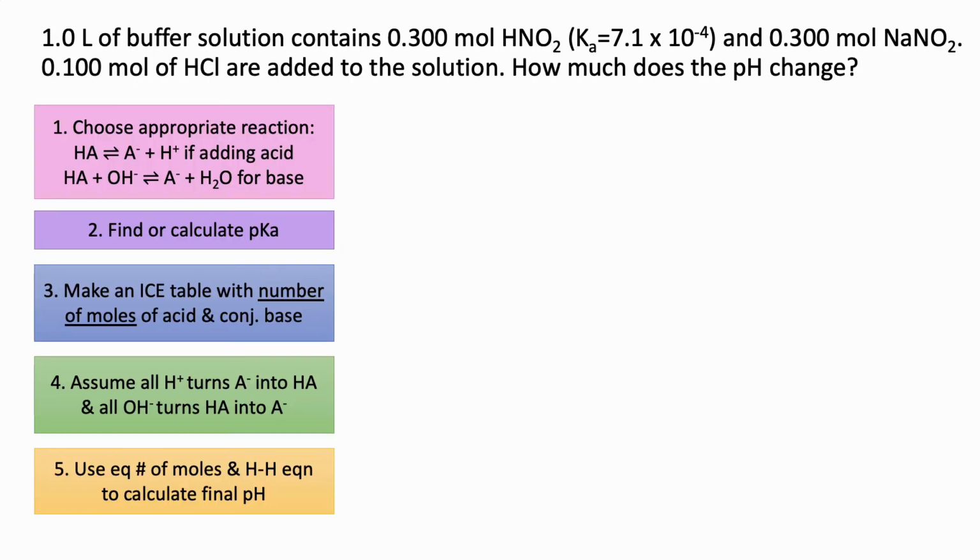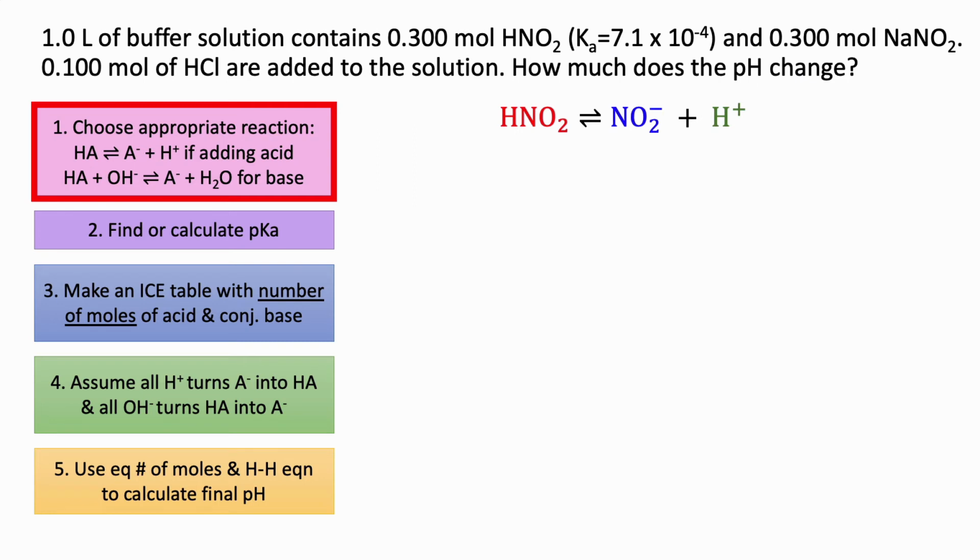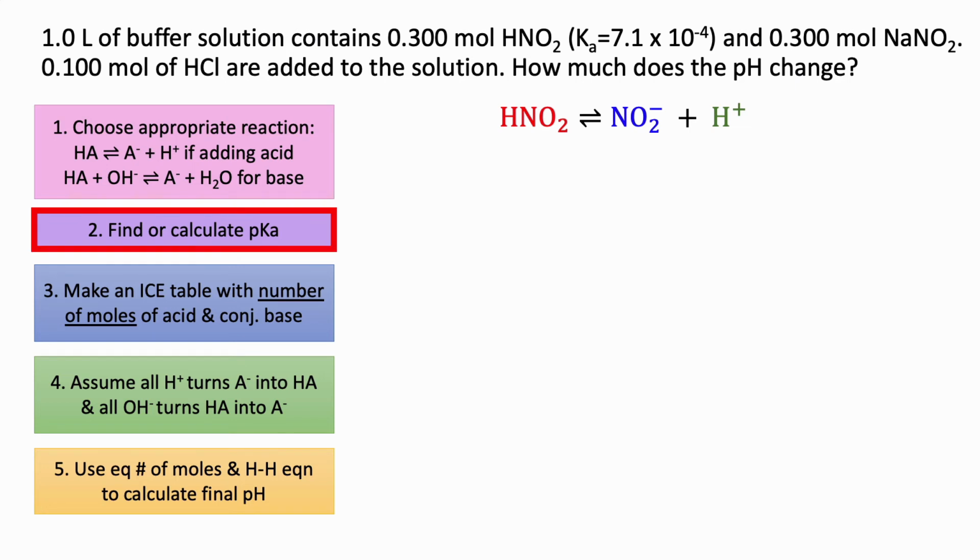So that's a pretty huge pH change from 7 to 1. So now let's look at a buffer solution, and we're also going to add 0.100 moles of HCl to 1 liter of this solution, and look at how much the pH changes. In this case, we're adding an acid, so the appropriate reaction is going to be HA, which in the case of this particular buffer solution is HNO2, nitrous acid, in equilibrium with the conjugate base, nitrite ion, plus H+. And let's calculate the pKa. Well, we're given the Ka here. Our pKa is the negative log of that Ka, which is 3.15.